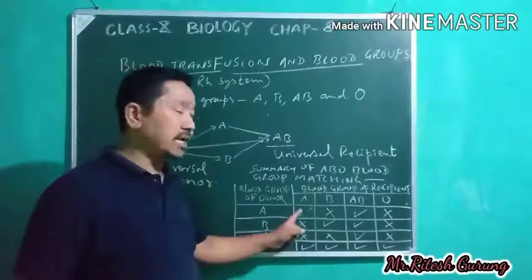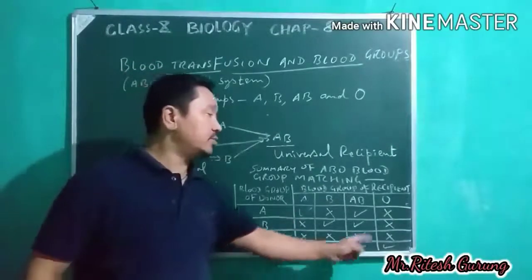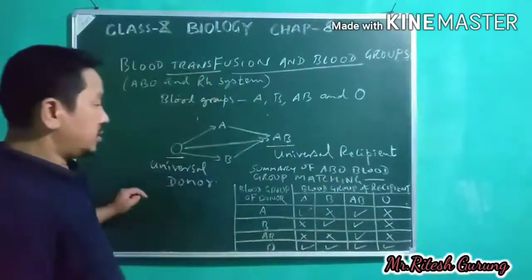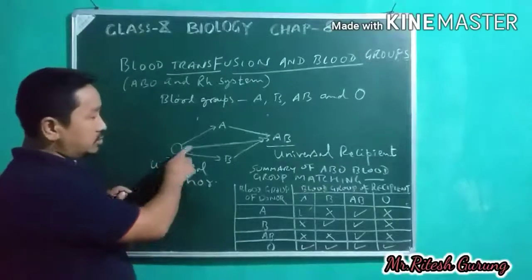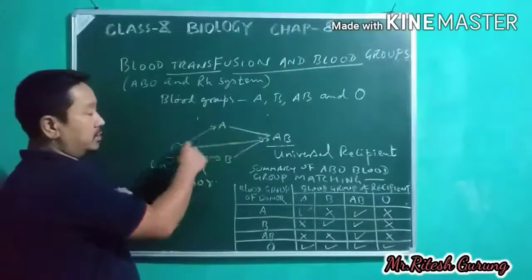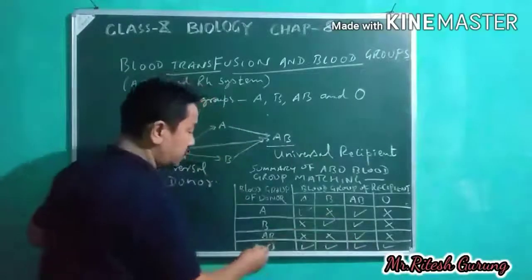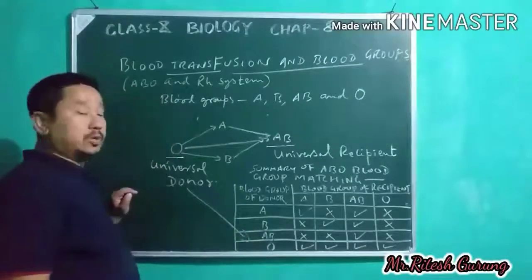O can donate to A also. O can donate to B also. AB also, and O to A. That's very much obvious. So the same which I have told you here. So here O can donate to all. From this also you can make out that O can donate to all. Similarly here you see O can donate to all. So O is universal donor.